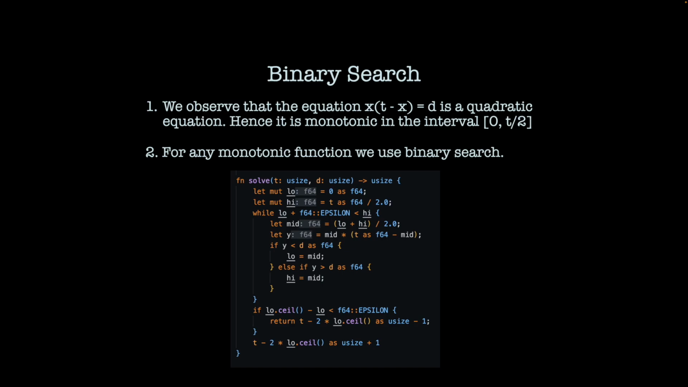There is a little adjustment that we need to do in the lines at the bottom. This is because our domain is discrete, so t and d are integers, whereas the binary search was being run on real numbers, and so you need to do this adjustment. I leave it as an exercise for you to figure out why this works.